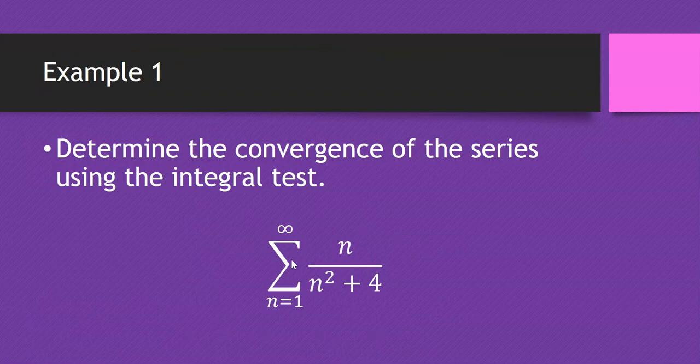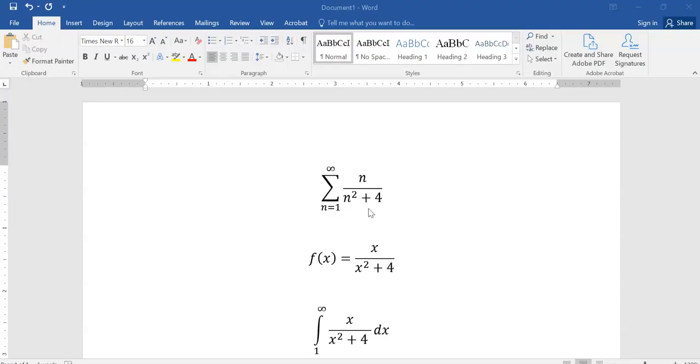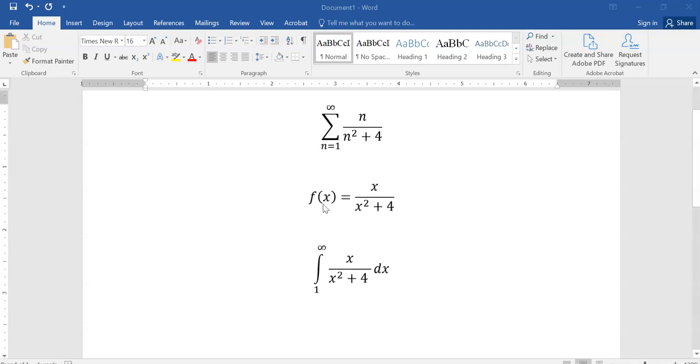So let's take an example. Let's take the infinite sum, again, n equals 1 to infinity, of n over n squared plus 4. I'm going to do this on a separate sheet of paper. To do that, we have to make a connection. So we take this infinite sum, n over n squared plus 4, and we say, well, that's just like this continuous function, x over x squared plus 4. So when I plug in positive integers, I get that thing.